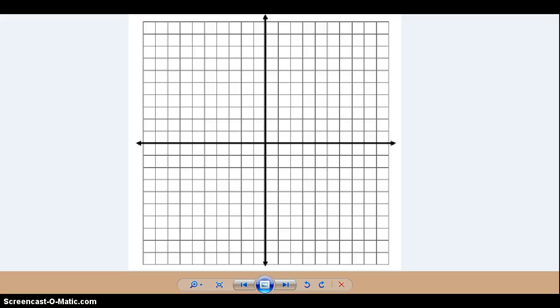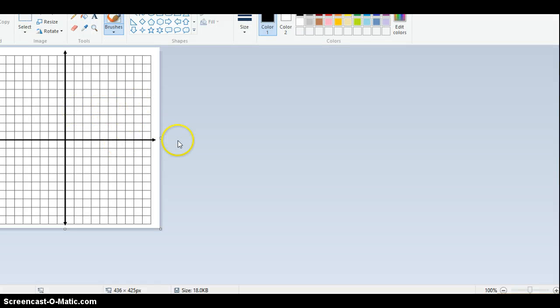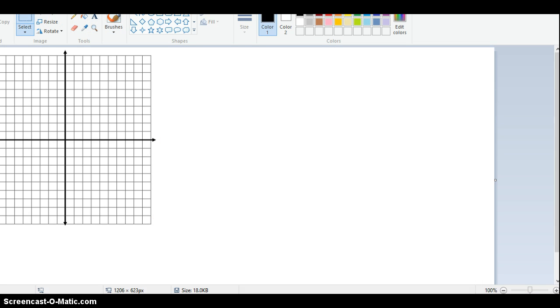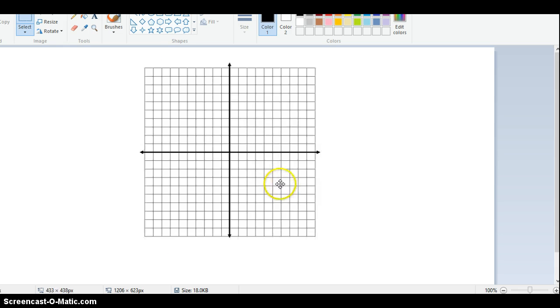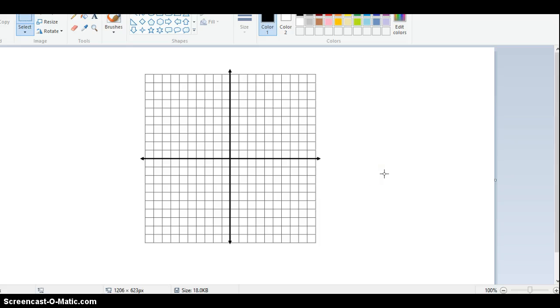Open this in Paint. Bring this over. Alright. So let's say I have the system of equations y equals negative x plus 8, and I also have y equals 4x minus 7.